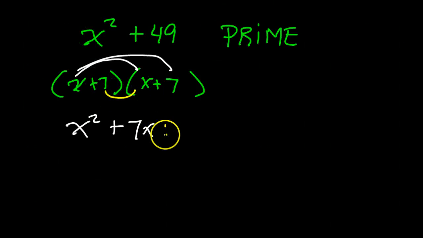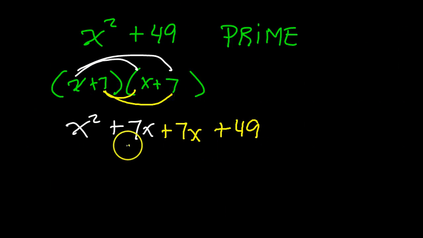But then 7 times x is another 7x, and 7 times 7 is in fact 49. Now when we have the difference of two squares, these would cancel out. But if you have the sum, when you're multiplying a binomial, they're both positive, nothing cancels out. So you're just going to have 14.